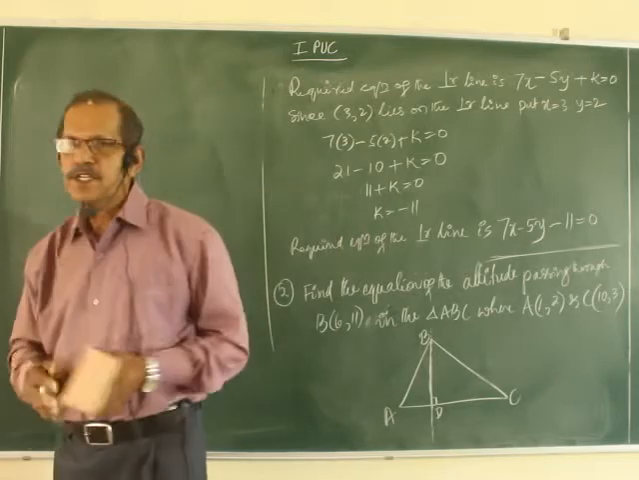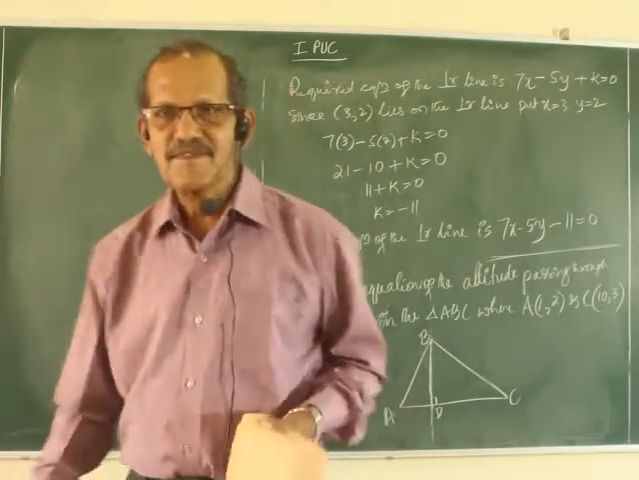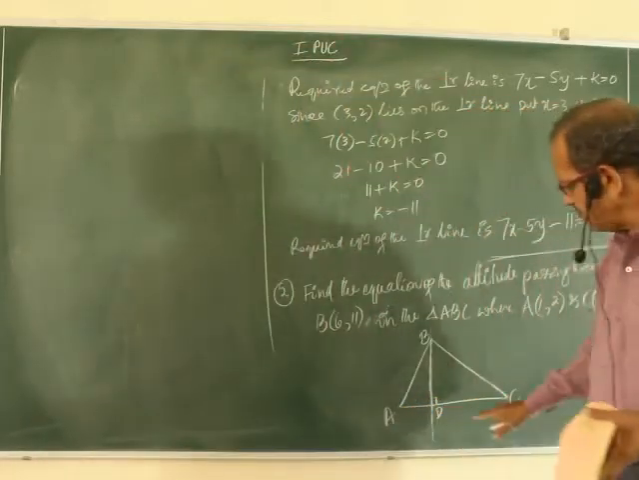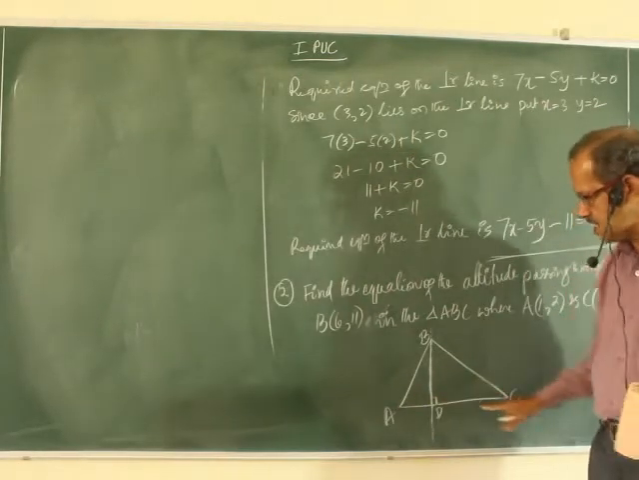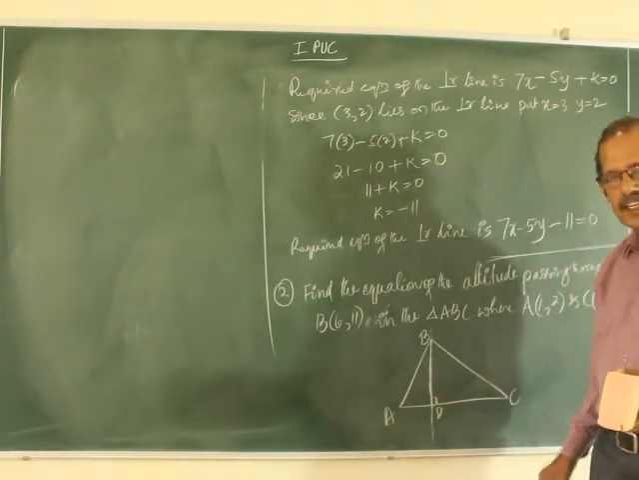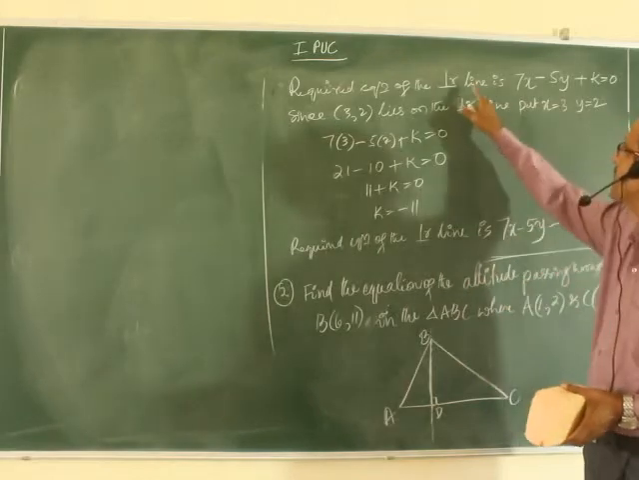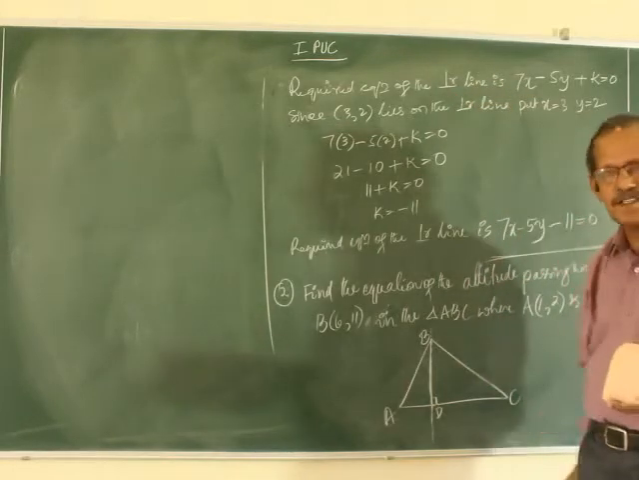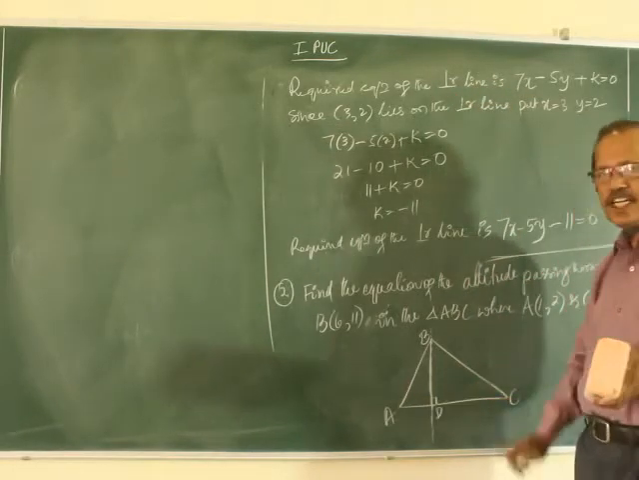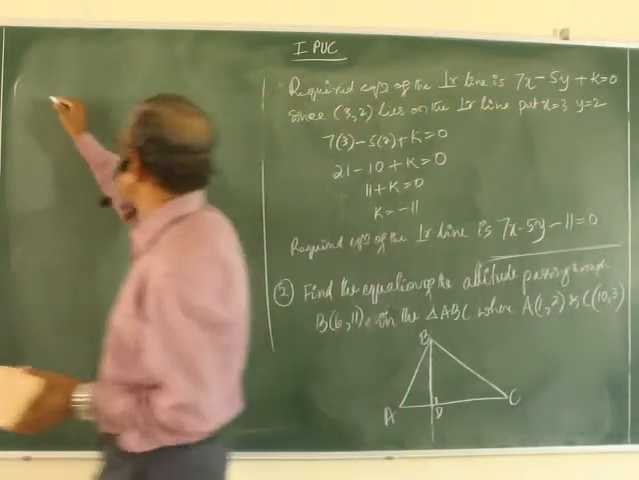Just a similar question to the previous one. Write the equation of the altitude to AC. Just interchange the coefficients and write the perpendicular line equation. Equation of AC is, let me write the vertices first.